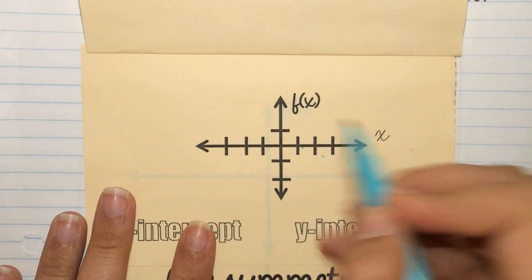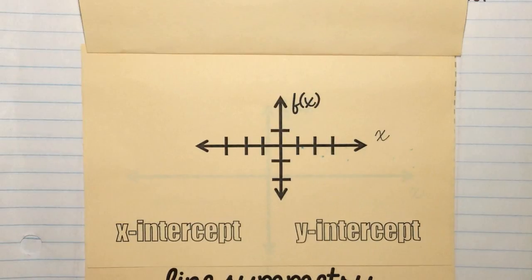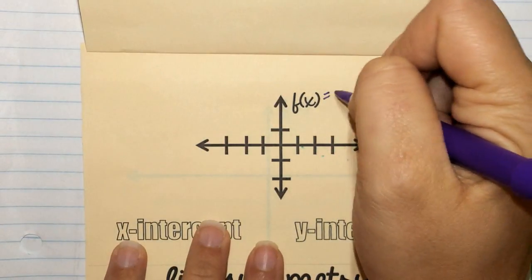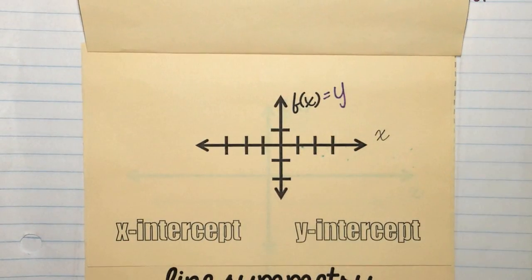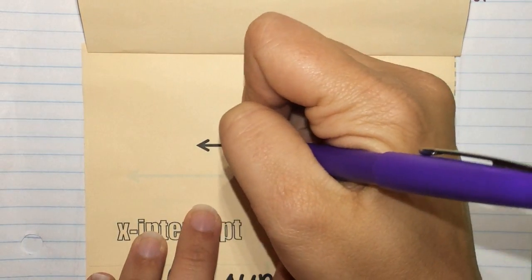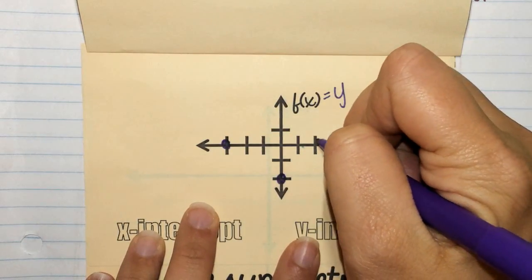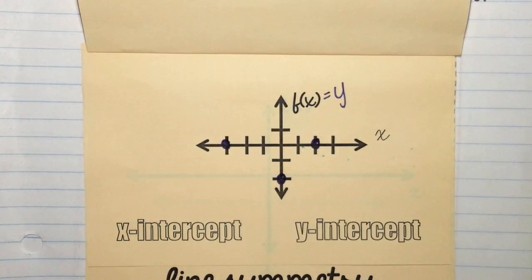We have x and f at x. What is another way that we can call f at x? Another thing that we call it. Yes, we call it y. So what we're going to do is draw a graph that crosses at certain points here. Are you guys ready? Put a dot here, put a dot here, and put a dot right here.